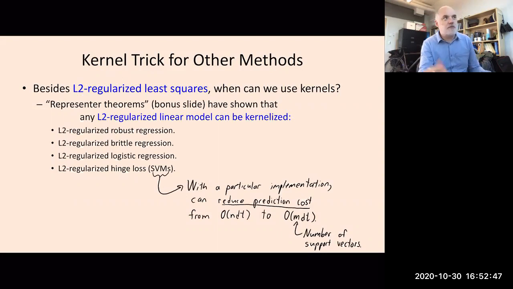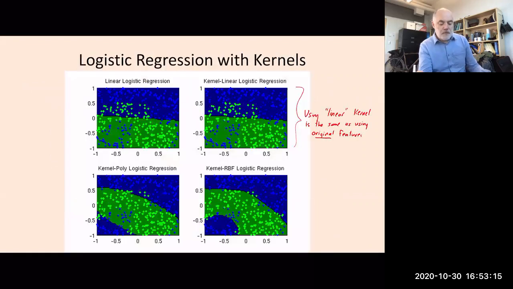This is as close as we get to real SVMs in this course. You can reduce the prediction cost in SVMs to basically O(MD), where M is the number of support vectors, and that's a big deal. Even though it's a non-parametric method, because of the sparseness of the SVM solution, you can express prediction as a very low cost operation.